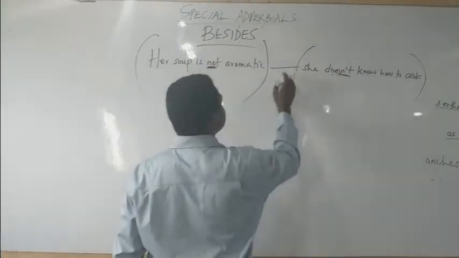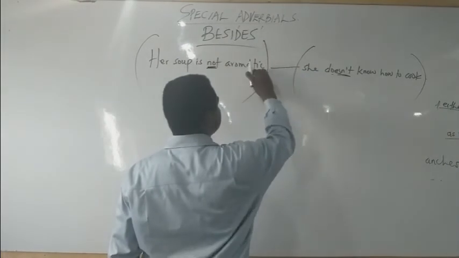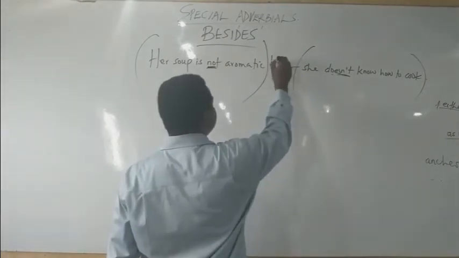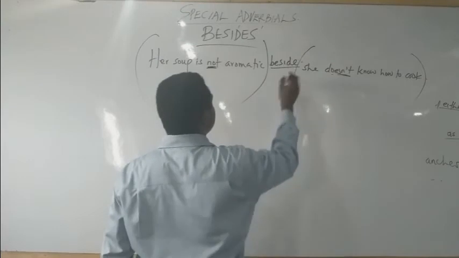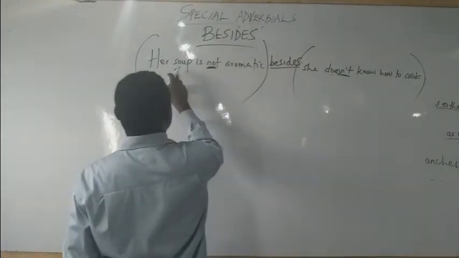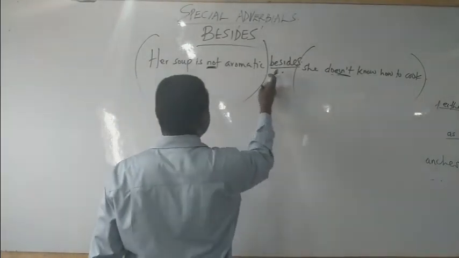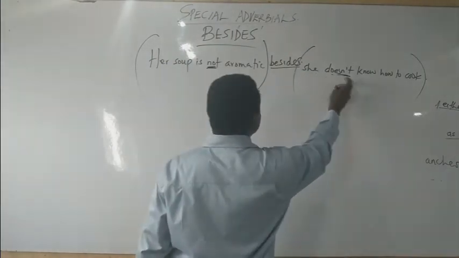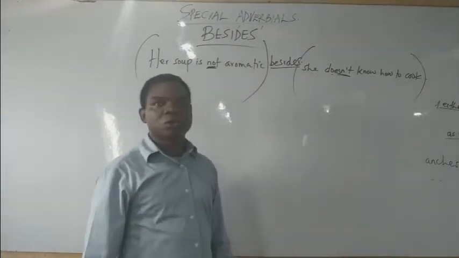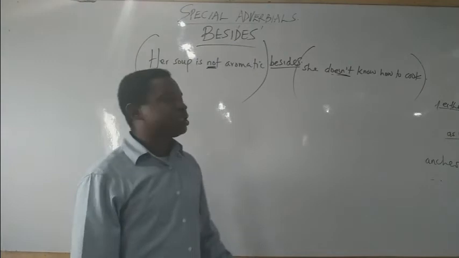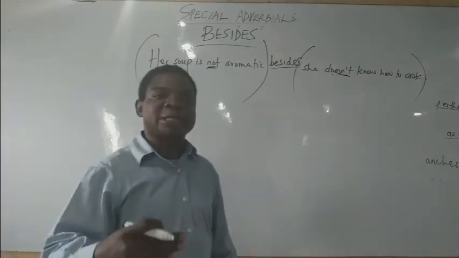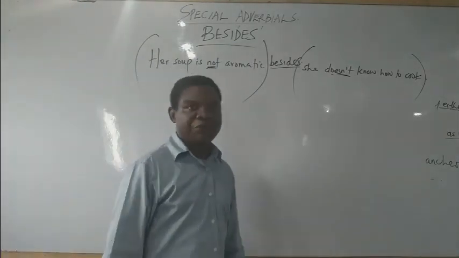clause, what joins the two clauses will be besides. Take note. So the whole expression now would be: her soup is not aromatic. Besides, she does not know how to cook. Can you see that in this instance, the second clause is an affirmation of what? The first meaning.